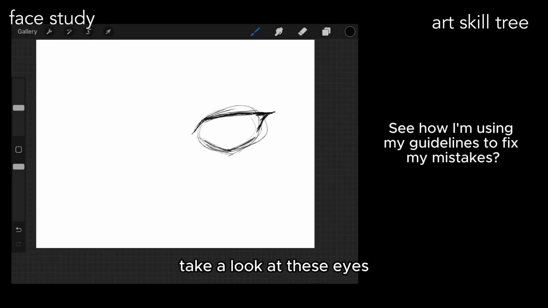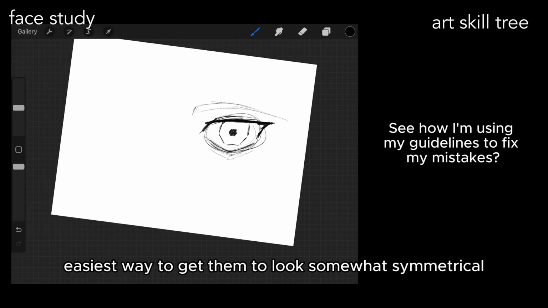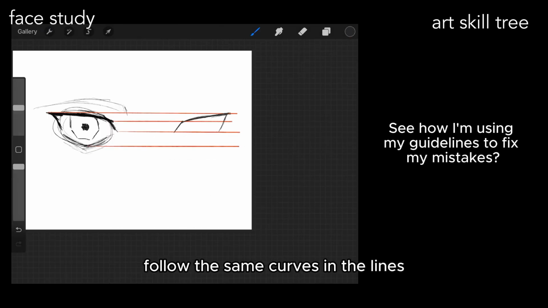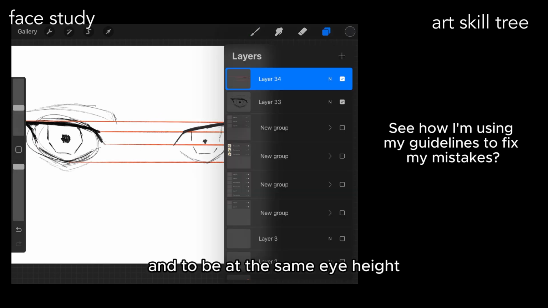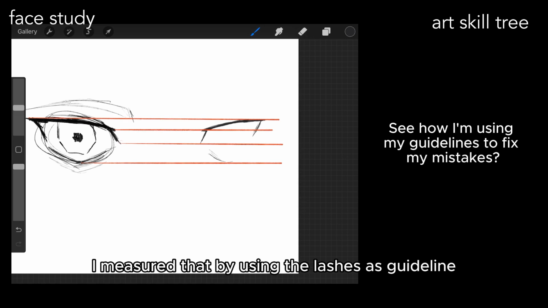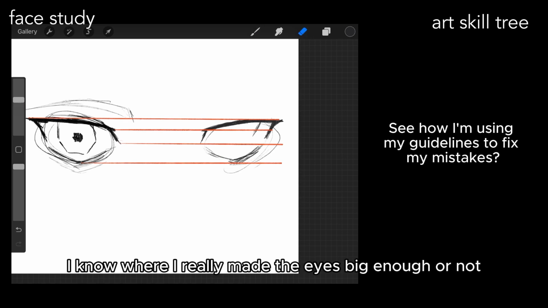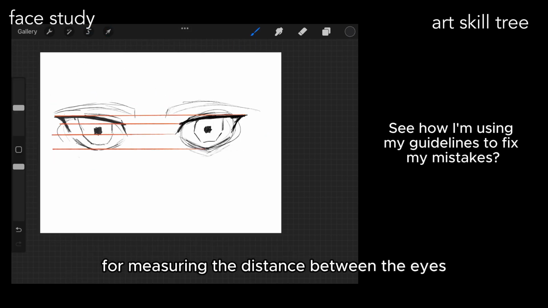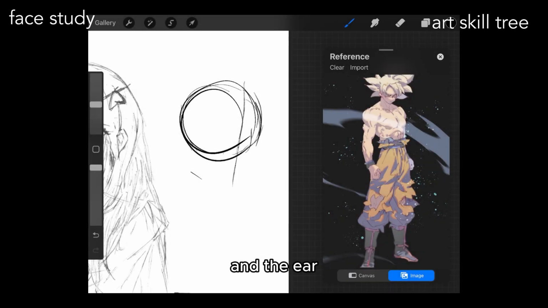Take a look at these eyes. The easiest way to get them to look somewhat symmetrical is to have the eyelashes follow the same curves in the lines and to be at the same eye height. I measured that by using the lashes as a guideline, so I know whether I made the eyes big enough or not. You can do the same for measuring the distance between the eyes and the ear, to know if they're long enough. But okay.